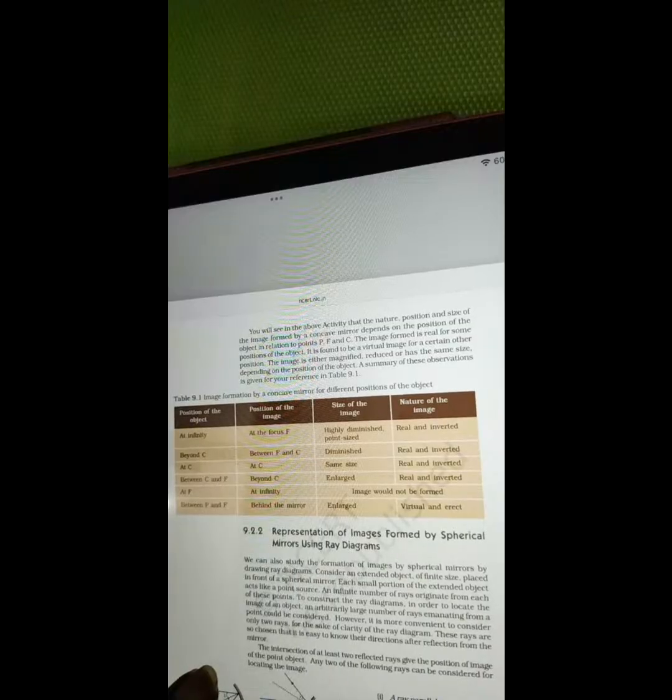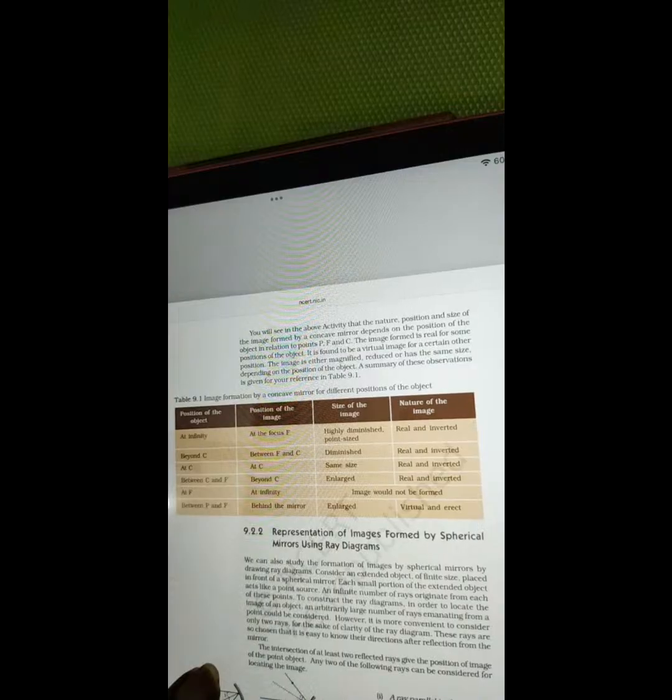If you place the object beyond C, then the image will be formed between F and C. The image will be diminished, real and inverted. If you place the object at C, the image will also be formed at C. It will be of the same size, real and inverted.